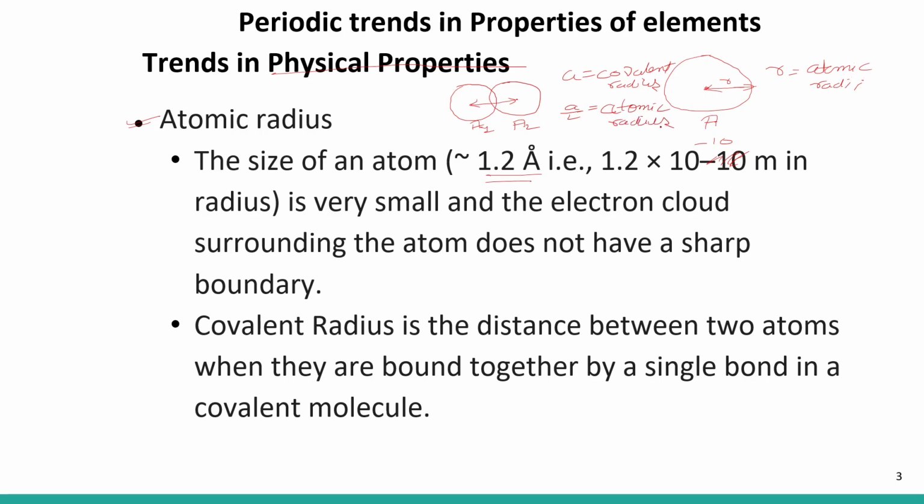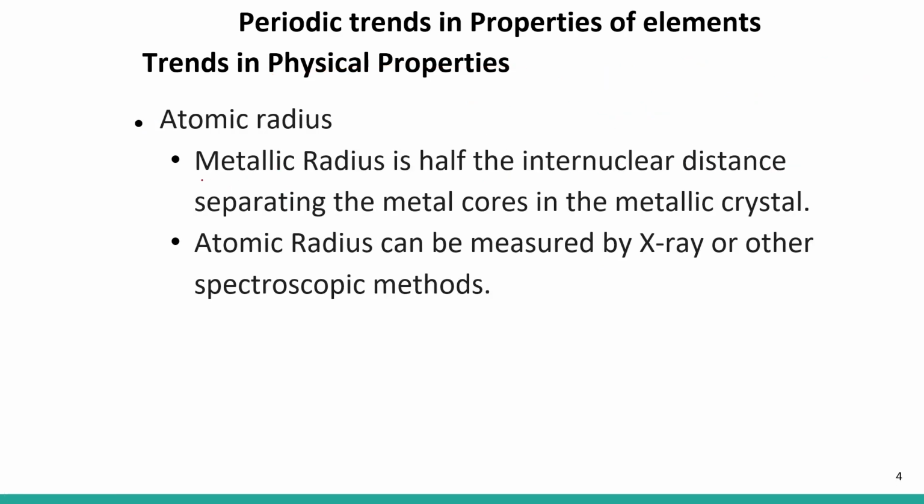For the whole of the chapter, this specific atomic radius will be considered in all the calculations and all the tables. This is called the covalent radius. For metals, it is called the metallic radius. It is the same, just the name is changed. If you are taking a covalent molecule, then it is called a covalent radius.